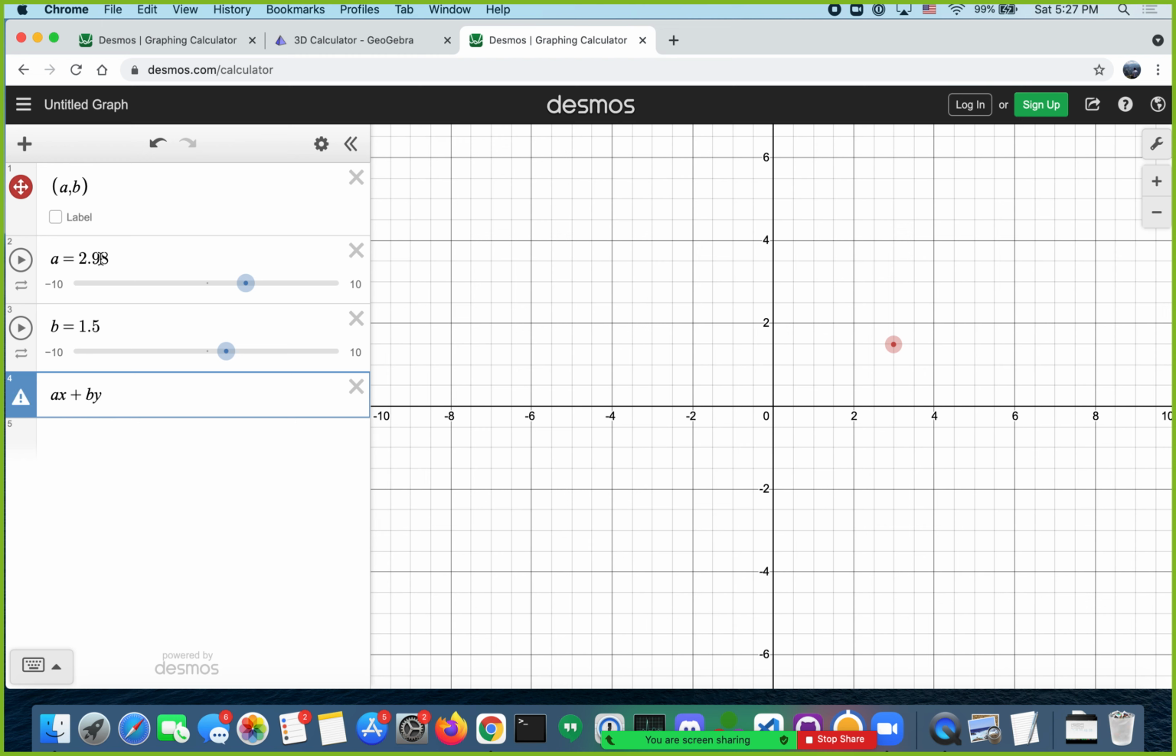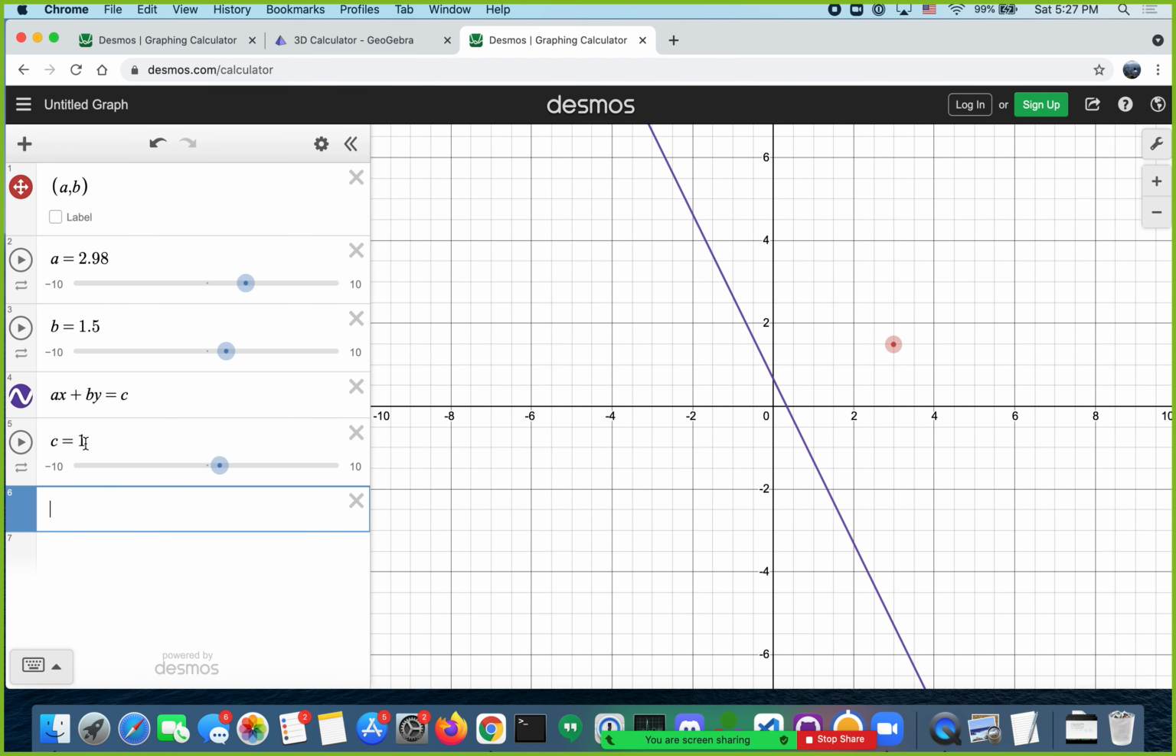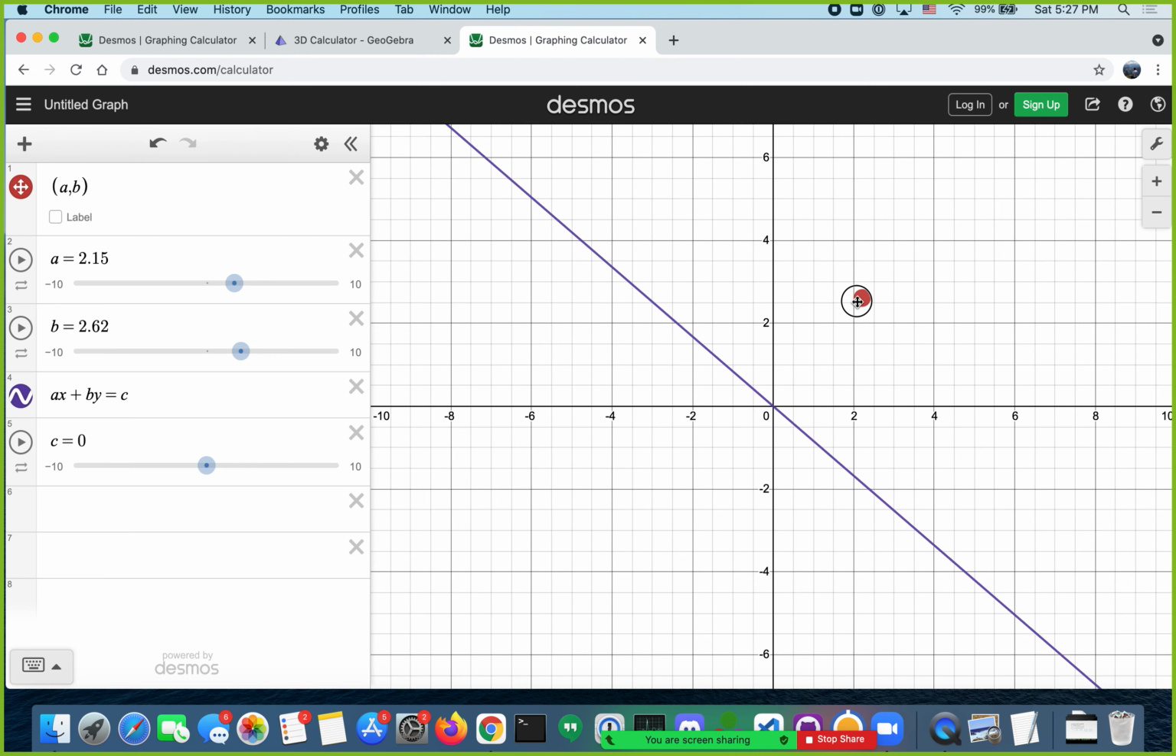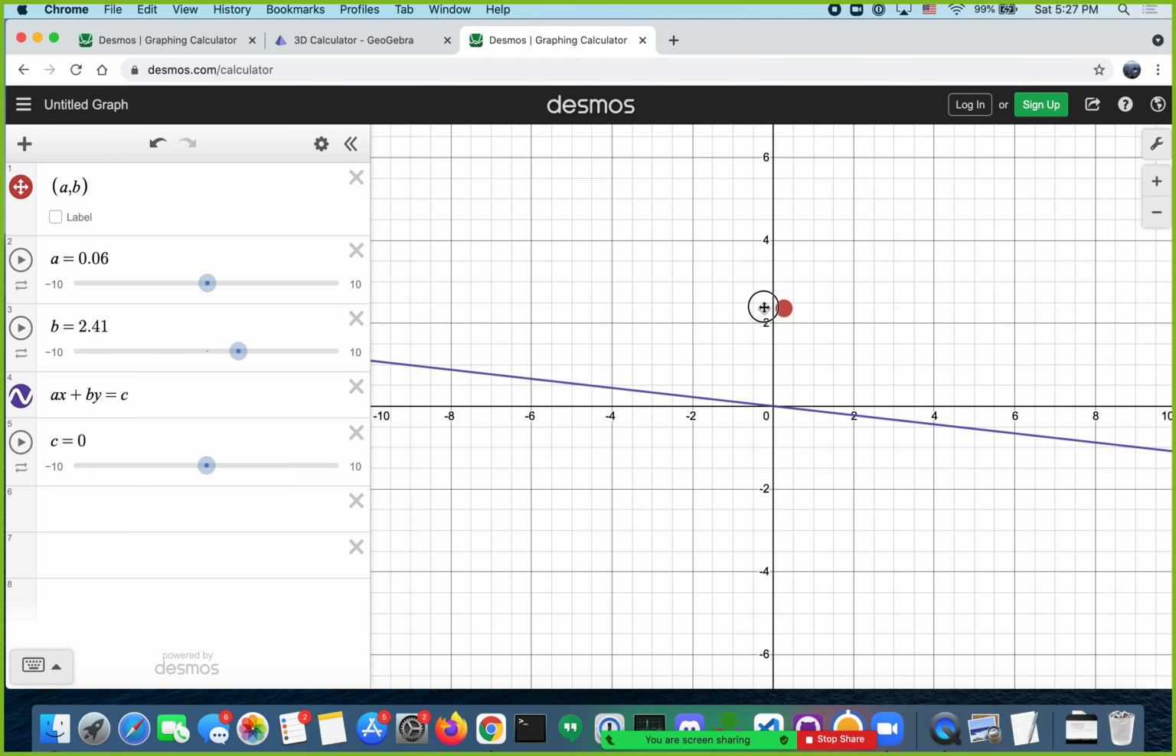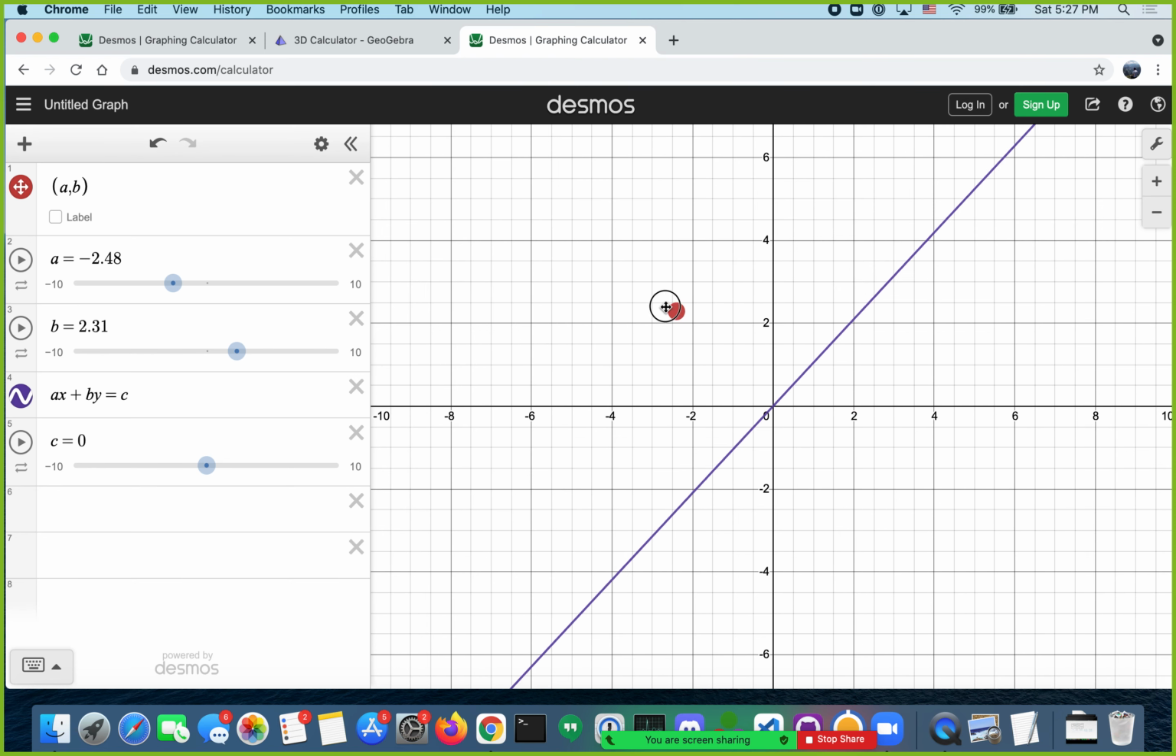Right now A is 2.98, B is 1.5, and I'm doing Ax + By = C. I'm going to set C at 0. Now, what this gives is a line. And as I move the vector at the point (A, B), the line changes its tilt.